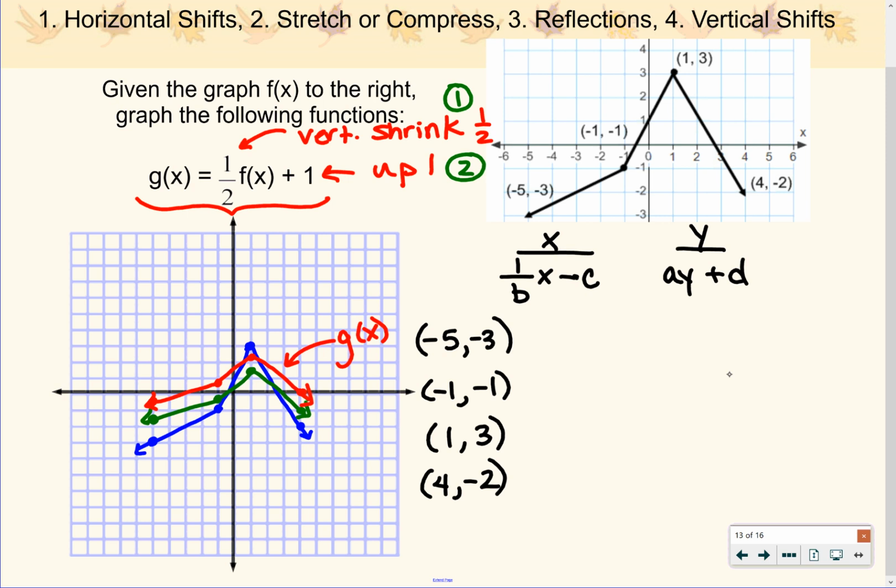In this problem, do I have a B value, a horizontal stretch or compress? We did not. Do I have a C value, which was a right-left shift? No. So guess what? All of my x's stay the same: -5, -1, 1, and 4. Nothing different.